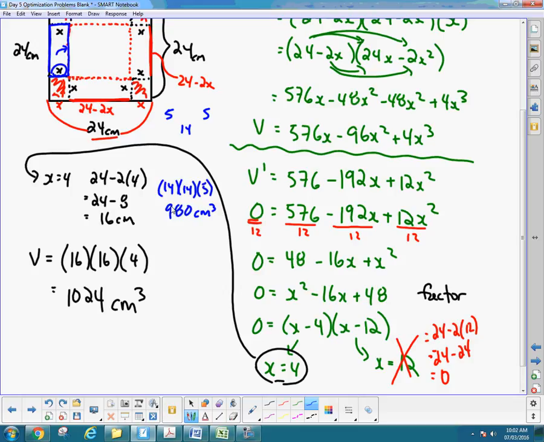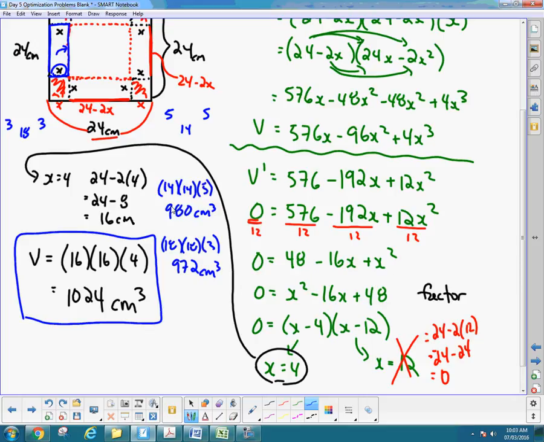You could try it with a smaller one like 3. So if you cut out corners of 3 and 3, that's 6. 24 minus 6 is 18. So it'd be 18 times 18 times 3. And off the top of my head, carry the 1, is about 972. So again, not as big a volume. So our math is making sense. It turns out that is the best shape that we have, and it will maximize our volume.